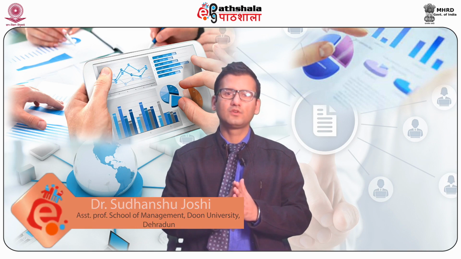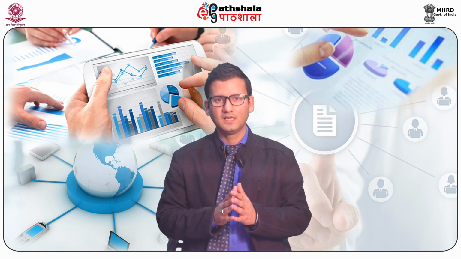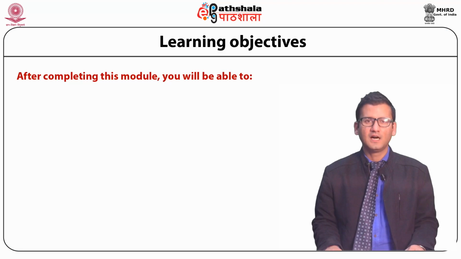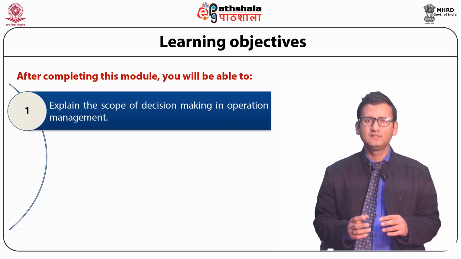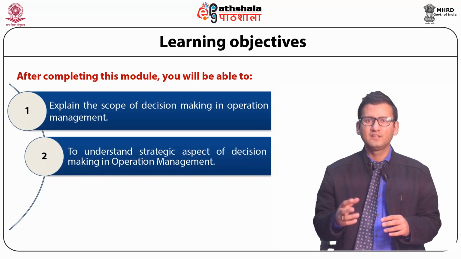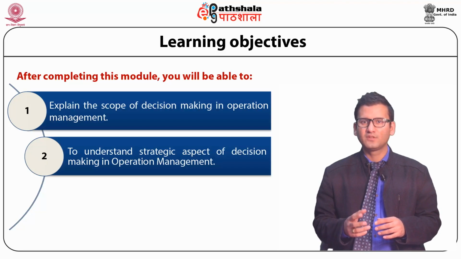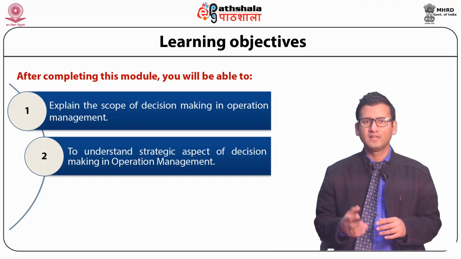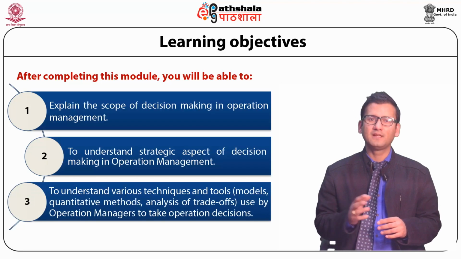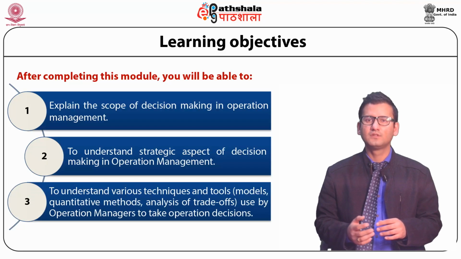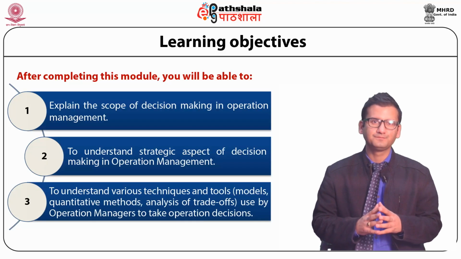Today we are going to talk on the module Operation Management and its role in decision making under the paper Operations Management. After completing this module, you should be able to explain the role of decision support and decision making in operation management. To understand the strategic aspect of decision making in operation management, you will also understand various techniques and tools, including models, qualitative methods, and analysis of trade-offs used by operation managers to make operation decisions.